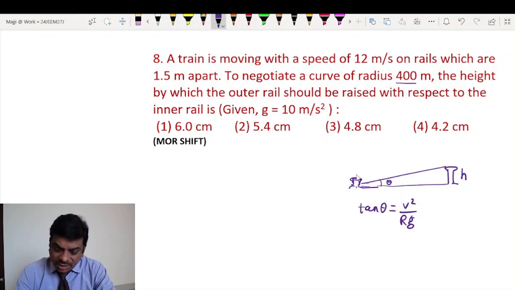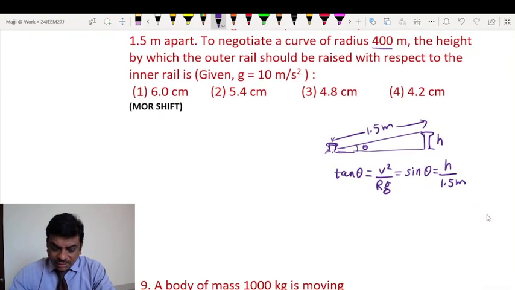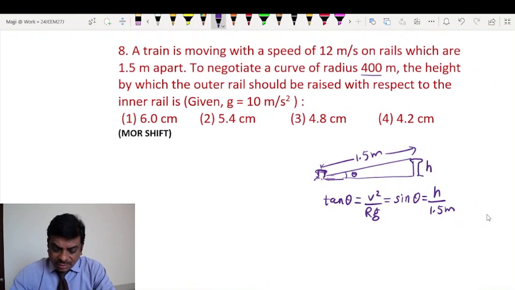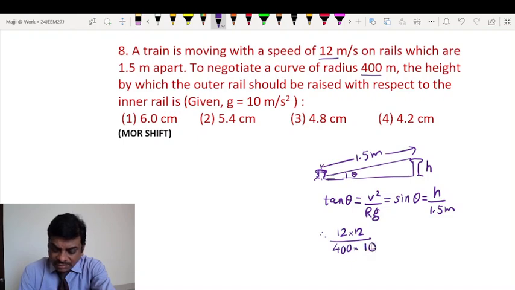the rail separation, which is 1.5 meters. You can take tan theta itself as sin theta. So we'll equate this to sin theta, which is h by 1.5 meter. Right. So here just substituting the values, v is given as 12 meters per second. So 12 into 12 divided by radius of curvature, which is 400 meters, 400 into g, which is 10.